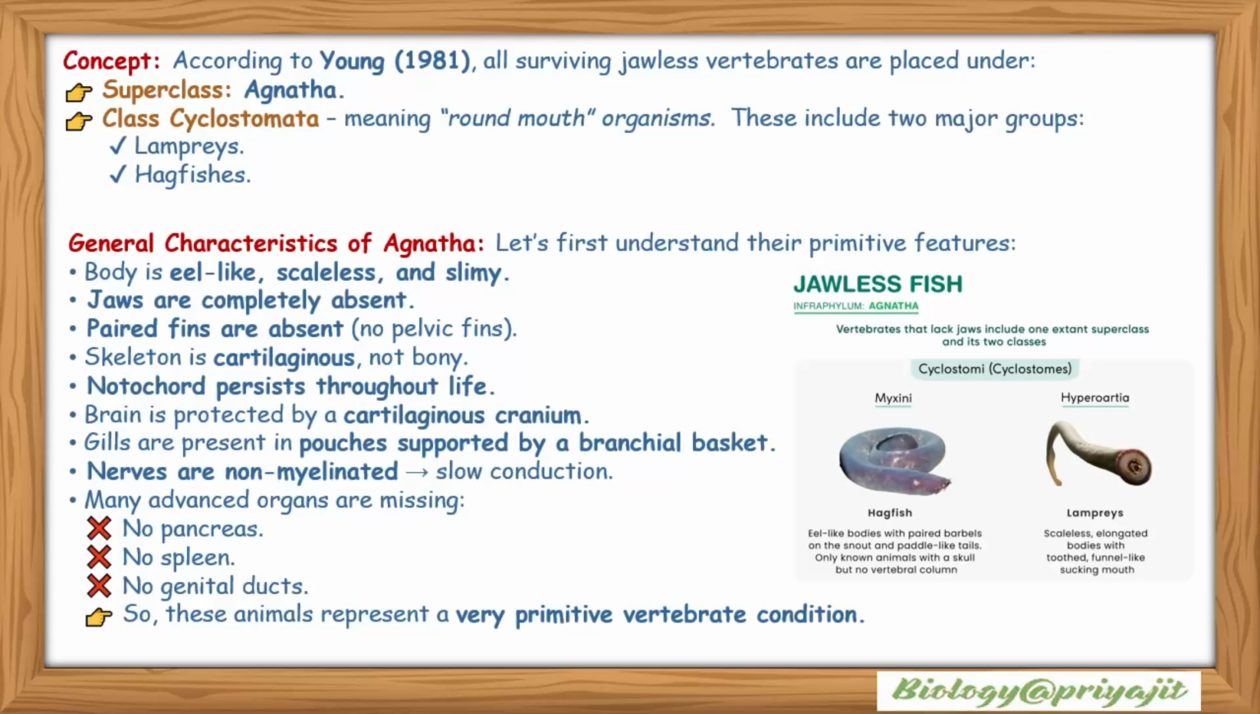General characteristics of Agnatha. Let's first understand their primitive characteristic features. Their body is eel-like, scaleless and slimy. The jaws are completely absent. Paired fins are absent. Their skeleton is cartilaginous, not bony. Notochord persists throughout their life. The brain is protected by a cartilaginous cranium. Their gills are present in pouches supported by a branchial basket. The nerves are non-myelinated, with slow conduction. Many advanced organs are missing in them: they have no pancreas, no spleen, no genital ducts. So these animals represent a very primitive vertebrate condition.